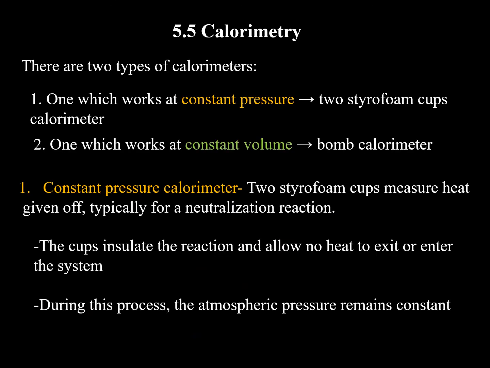There are two types of calorimeters. The one we talked about just now is a constant pressure calorimeter, which means the calorimeter is working at atmospheric pressure, and in the lab you'll use 2 styrofoam cups, adding an acid and base. The other one is at constant volume, a bomb calorimeter. We will not focus too much on the bomb calorimeter. But for the constant pressure calorimeter, the pressure stays the same, atmospheric pressure. You'll be doing this in the lab with the 2 cups and an acid-base neutralization.